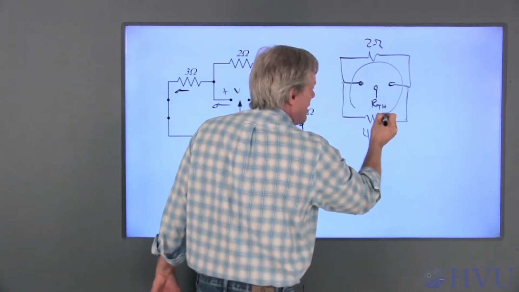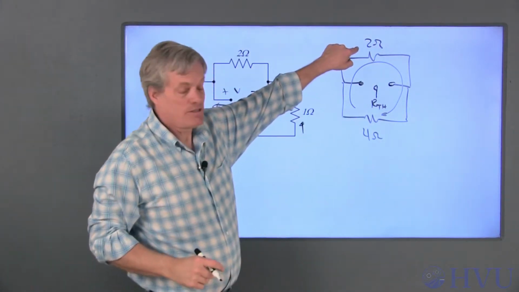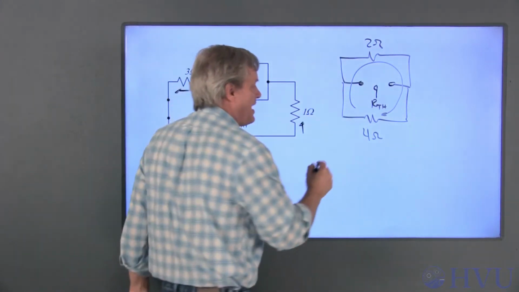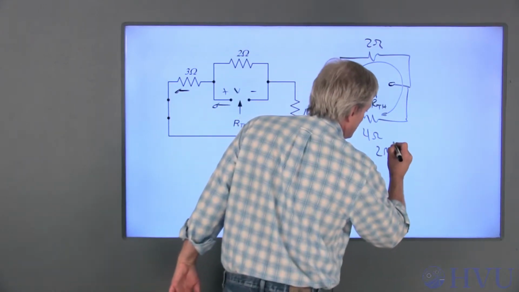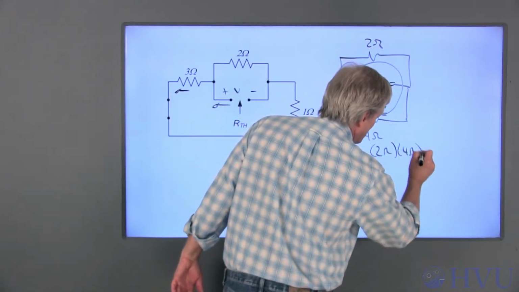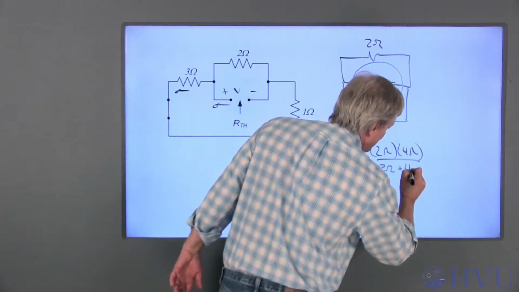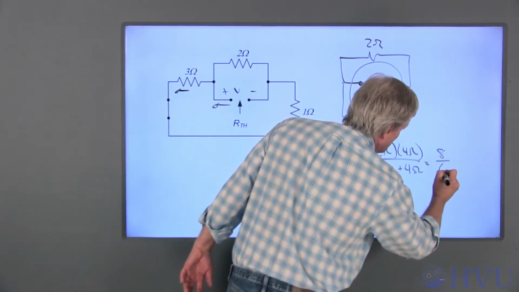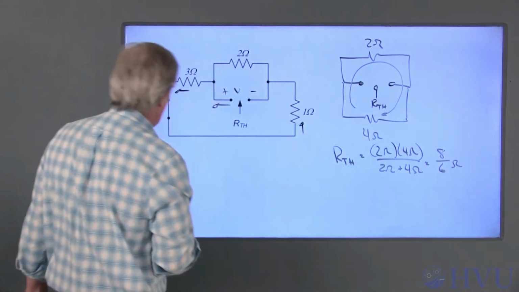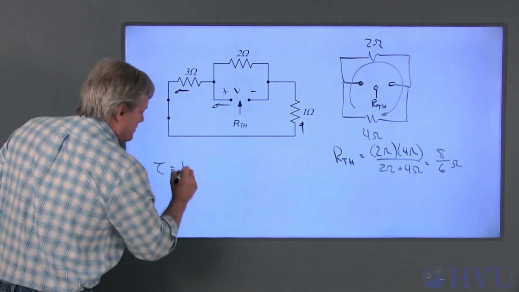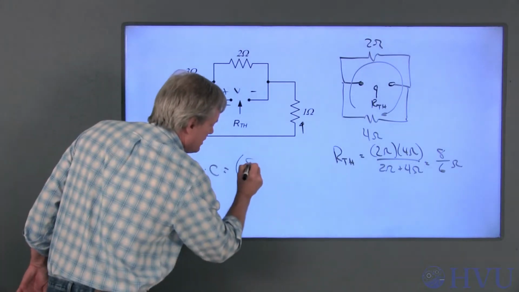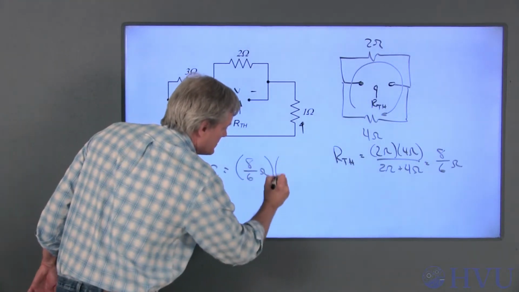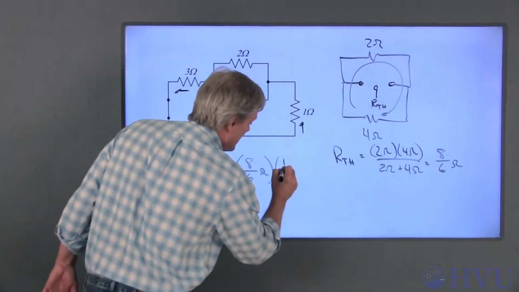Now if I loop around here, these two share the same voltage difference, so they're in parallel. Combining them in parallel, RTH is equal to 2 ohms times 4 ohms over 2 ohms plus 4 ohms, which is 8 over 6 ohms. The time constant for an RC circuit is the Thevenin resistance times the capacitance, which is 8 over 6 ohms times the capacitance, which was 1/2 of a farad.